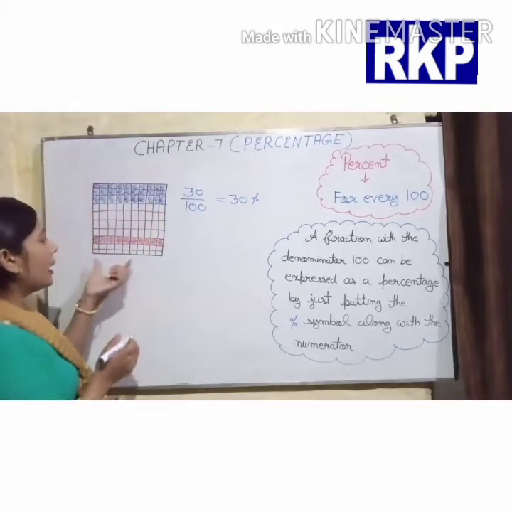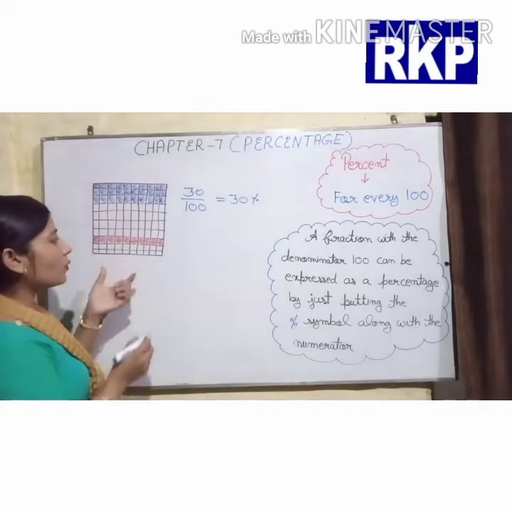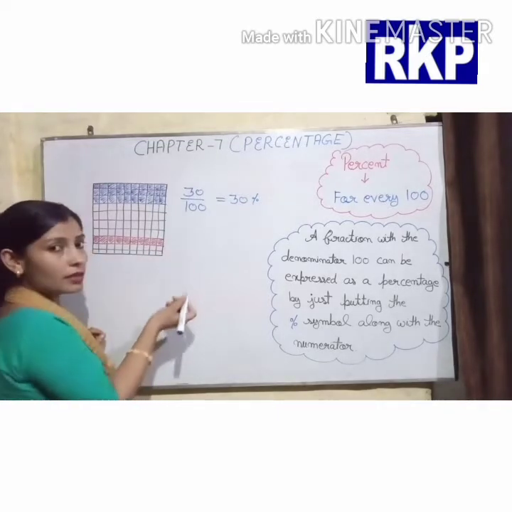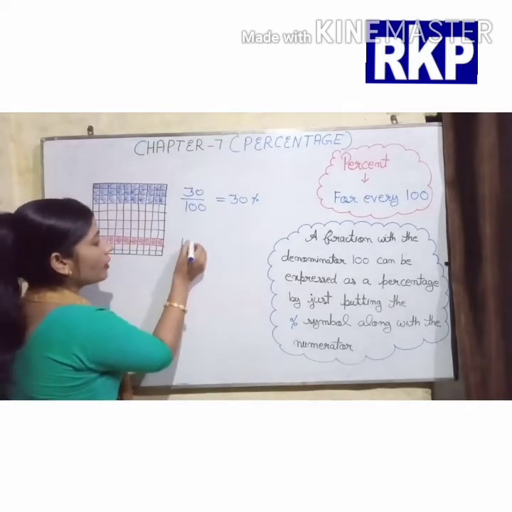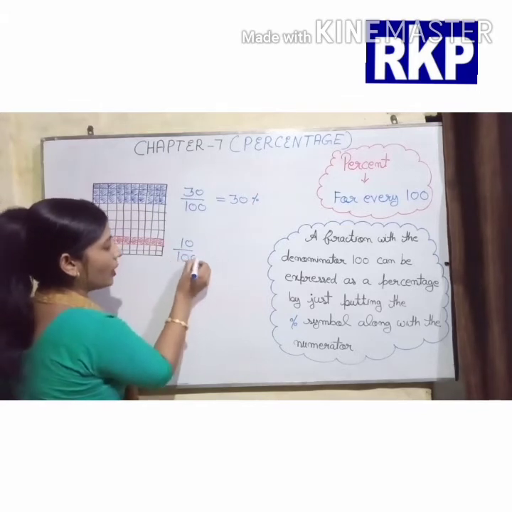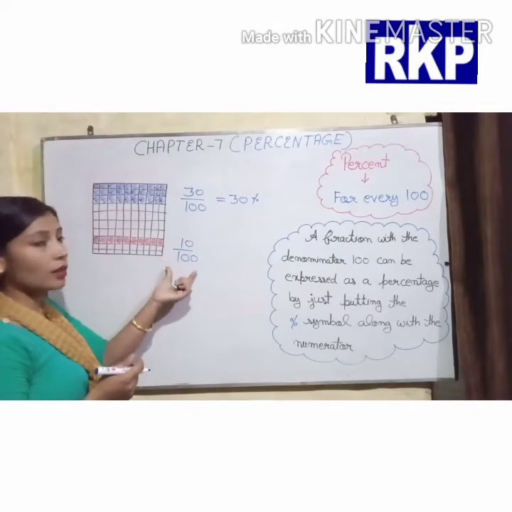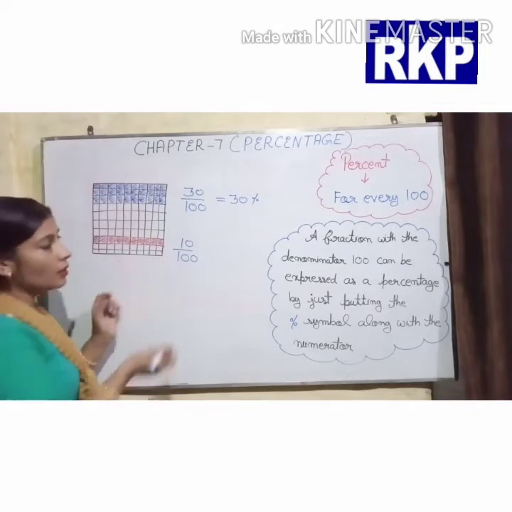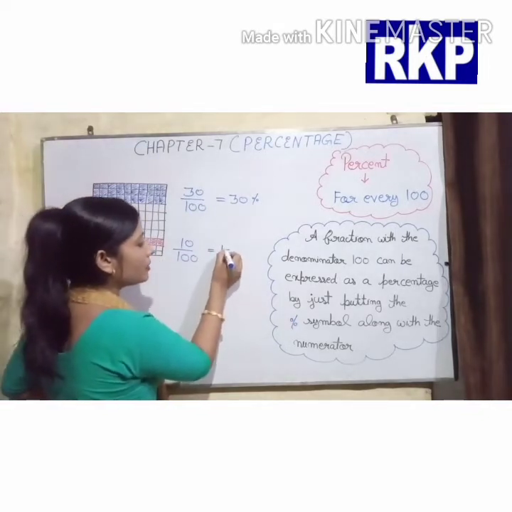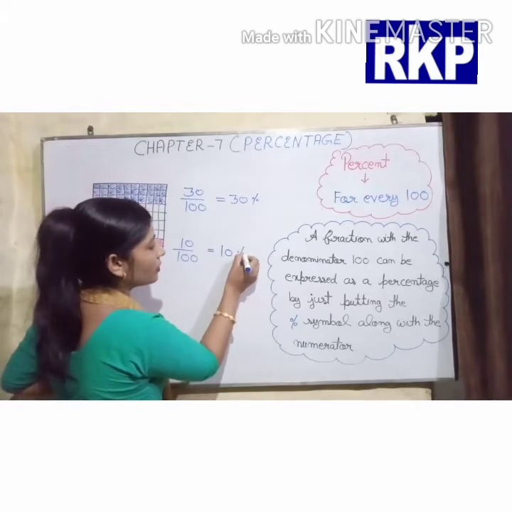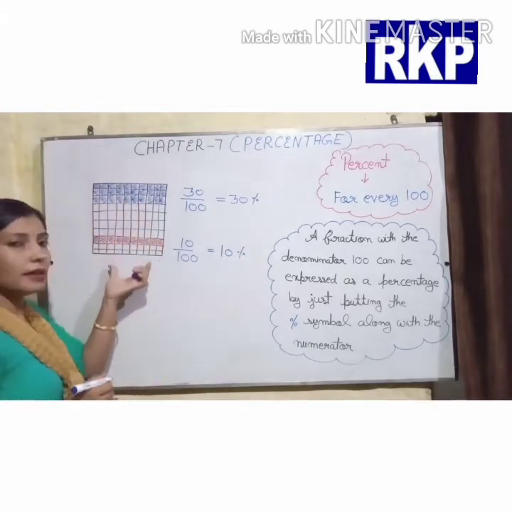Now if we write the fraction for red parts, then what is the fraction? 10 out of 100 parts are red, or we can write 10% parts are red.